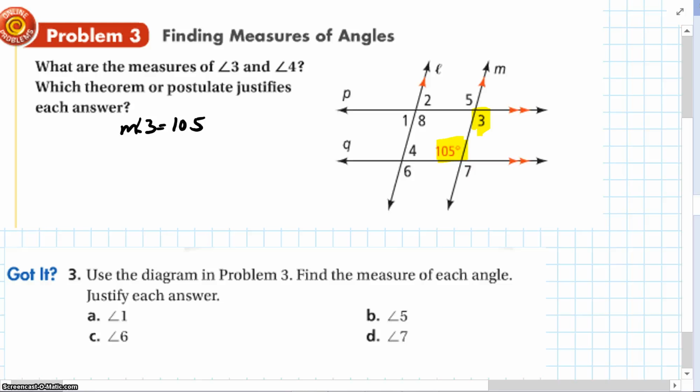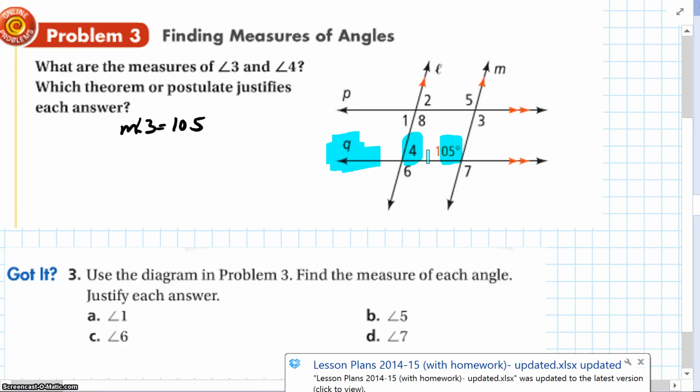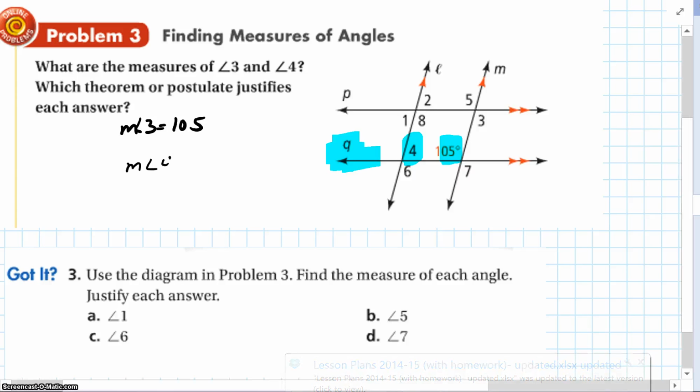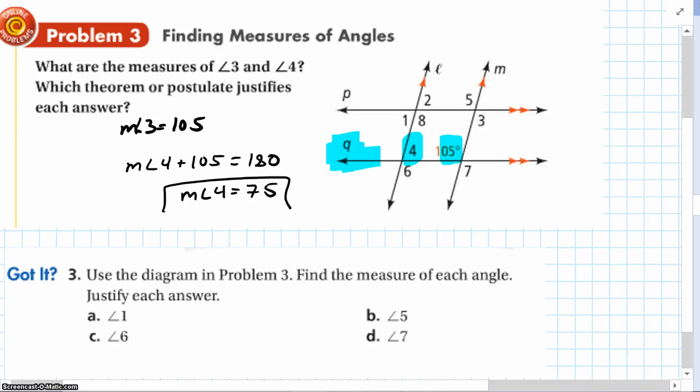We know the measure of angle 4 and 105, because they're same side interior angles off of the transversal Q, must be supplementary. So we can say the measure of angle 4 plus 105 has to equal 180. So subtract 105 from each side, and the measure of angle 4 must equal 75.